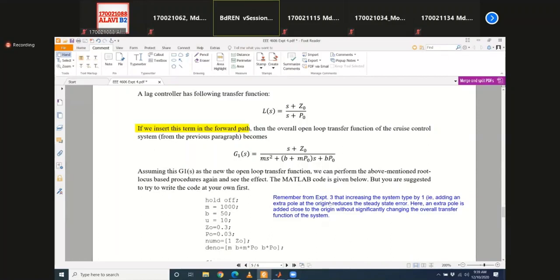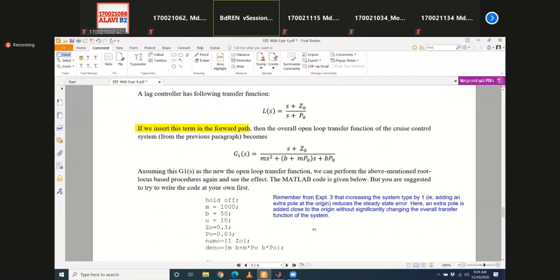Do you remember this one from the previous lab at least? Yes, sir. Did I not show you that if we increase the system type, I think it was also part of your lab task. Yes, sir. If we increase the number of poles, it becomes stable. Not the number of poles, if we increase the system type, that means the number of poles at the origin. Yes, sir. If we increase the system type, the steady state error will decrease. That is the general trend, isn't it? Yes, sir. So that is what we are doing here.